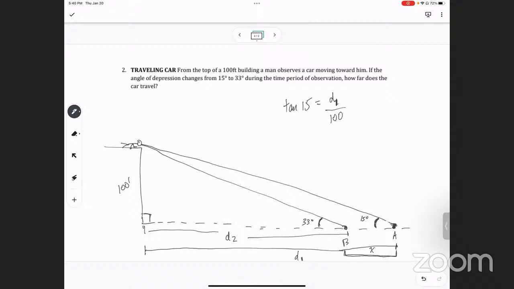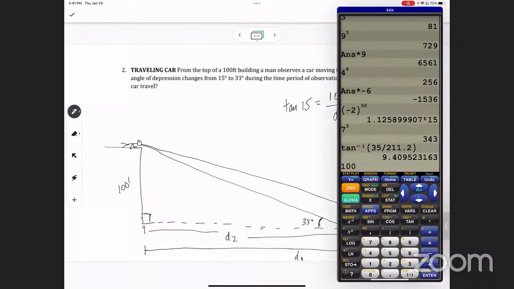Oh, sorry, I did that wrong, didn't I? Tangent is opposite over adjacent. My fault. So you were saying that actually. So it's 100 over D1. Which means D1 equals, if I multiply it over and then divide by tangent, D1 is 100 divided by tangent of 15 degrees.